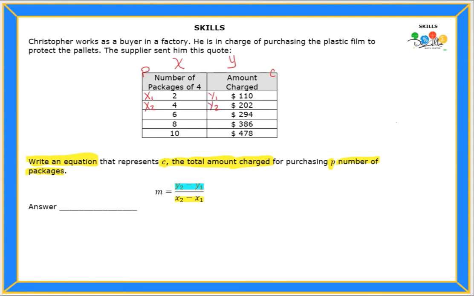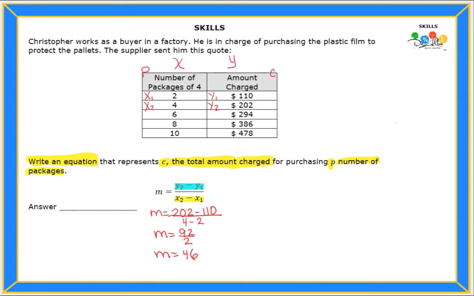Of course, you can choose any points that you want, okay? I'm choosing the first 2, which is perfectly fine. So let's go ahead and replace those numbers on my formula. So I'm going to write down 202 minus 110, because remember, those are my Y values. And then my X values are going to be 4 minus 2. Okay? Let's go ahead and subtract, and I am going to get 92 over 2. Notice how that's not simplified, because if I actually divide, I will get 46.